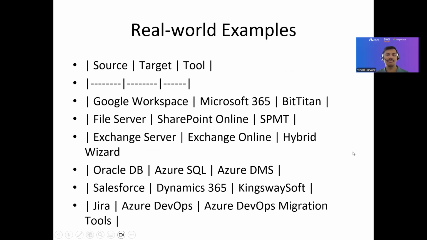And some real-world examples, with source, target, and tools. Source could be Google Workspace, with 365 as a target, and BitTitan is a tool for the migration specifically. Similarly, for file servers, Exchange servers, Oracle DB, Salesforce, and Jira, right? So these are some of the tools and examples I have put here to help you understand better how you can take action, what the source is, what the target is, and which tool is going to be used for what, right? So that way is going to allow us to take the next steps, and we should be able to do that.